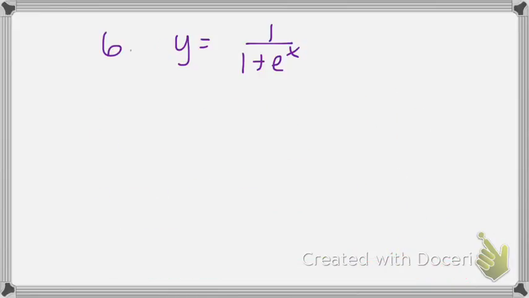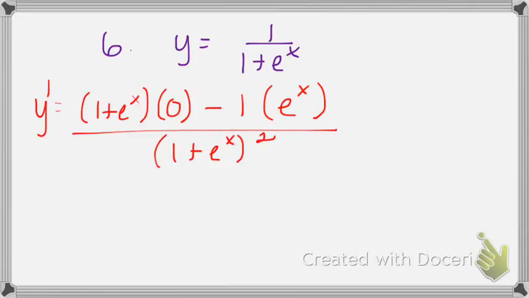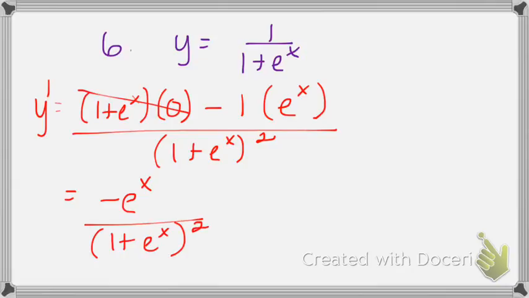Okay, let's do this one. Bottom times the derivative of the top, which is 0, that's okay, minus the top times the derivative of the bottom over the bottom squared. Alright, 1 plus e to the x times 0, that's 0. I don't even have to write that. Minus 1 times e to the x, that's negative e to the x, over 1 plus e to the x squared. And then that's your final answer. There's nothing that you can cancel because the 1 plus e to the x is in parentheses and it's being added.